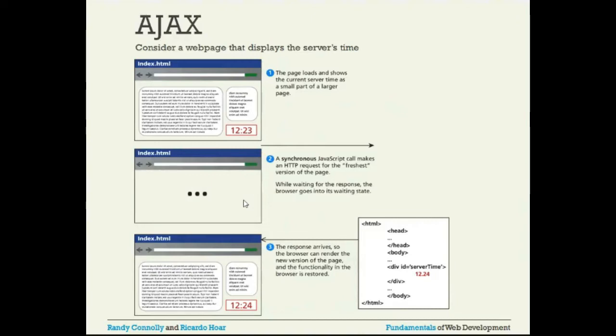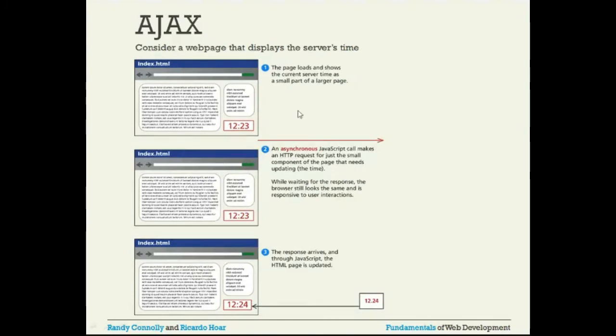At that time, what will happen? The browser will go into the waiting stage. Once the response arrives, the browser can render the new version of the page and the functionality in the browser is restored. So you get the fresh page with the new value here. Earlier it was 12:23, now the fresh page shows 12:24, and it is displayed. This is what happens if you use synchronous calls.